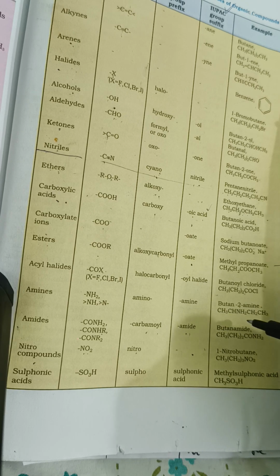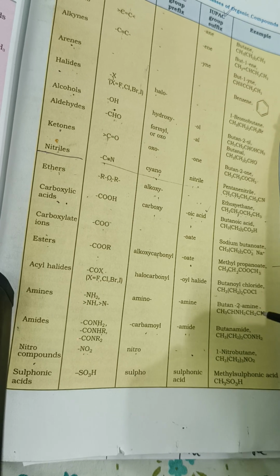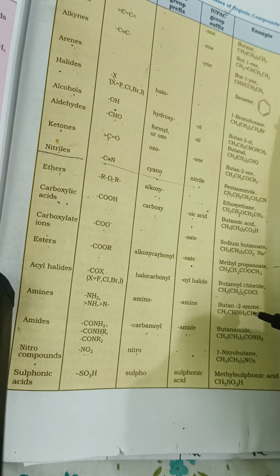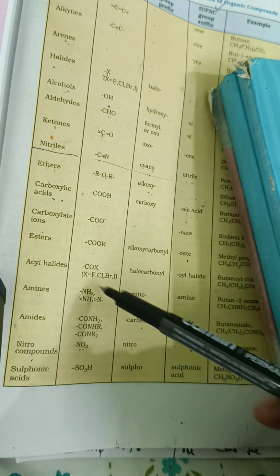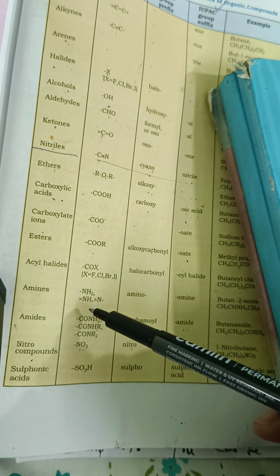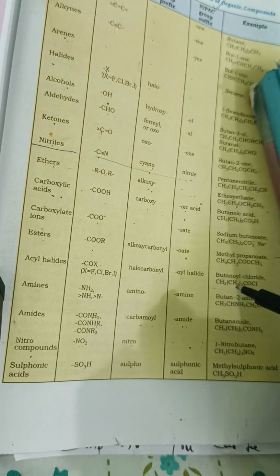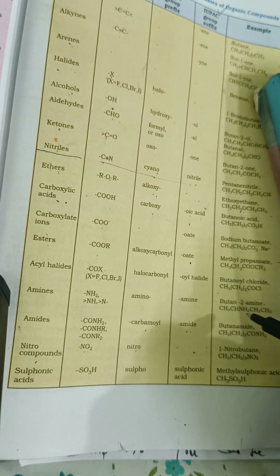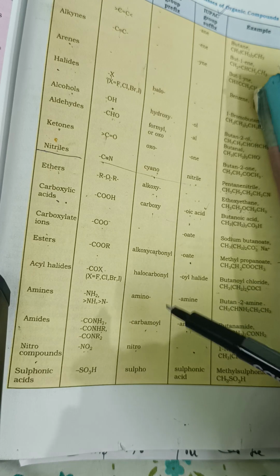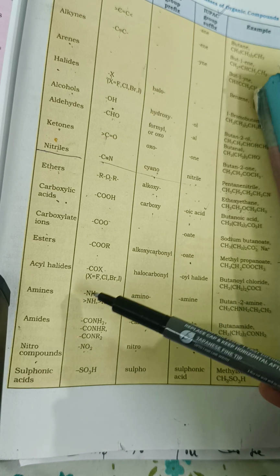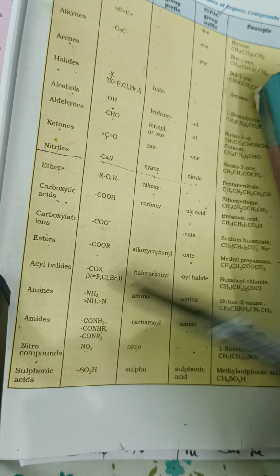Now we will see the IUPAC example. Here they have given you the structure as well as the IUPAC name. The IUPAC name given here is butane-2-amine. I'll explain how you are getting these structures, NH2, NH and N. Before going to the example, I'll explain the functional group structure, how you are getting this structure under amines.